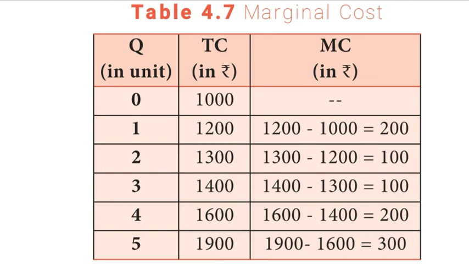MC is equal to delta C by delta Q, where MC denotes marginal cost, delta C denotes change in the total cost, and delta Q denotes change in the total quantity. For example, a firm produced 4 units of output and the total cost is rupees 1600. When the firm produces one more unit of output at the total cost of rupees 1900, the marginal cost is rupees 300. That is, MC is equal to 1900 minus 1600, which is equal to 300.